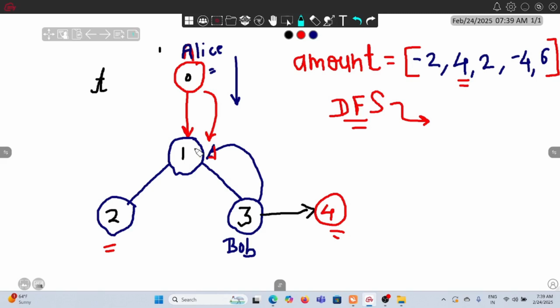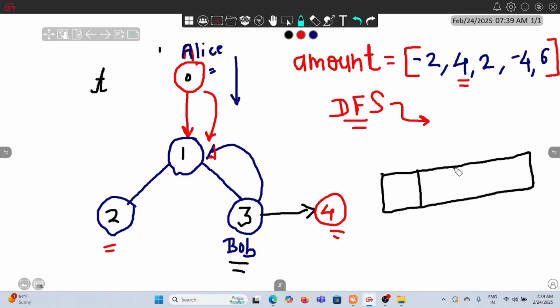At the same time, we will do one more thing: for Bob we will have an array which will give us the distance from Bob for any node. Alice is always starting from 0, but Bob could be anywhere. It could be 0 as well. So we will create an array of size n, whatever the number of nodes, and this array indicates the distance from Bob.